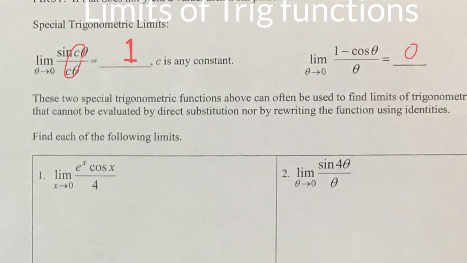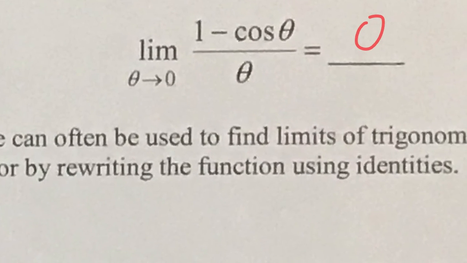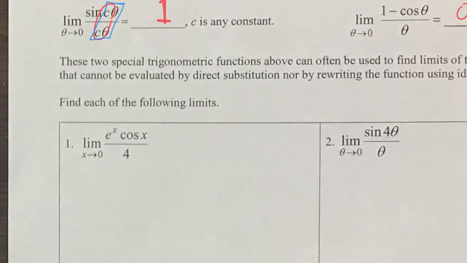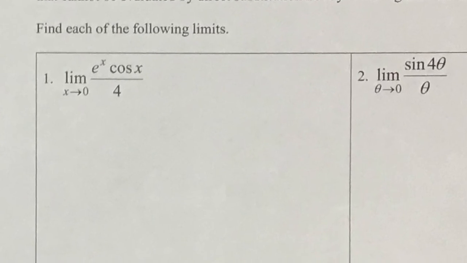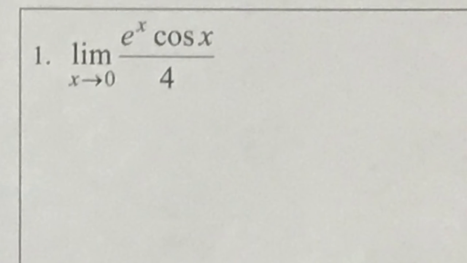The secant of some number times theta over that same thing: these things are the exact same, so that equals 1. Or if we can make 1 minus cosine over theta, that will equal 0. These are special trig limits. So let's see if we can do that with number 1. No, actually, we don't need to. This one is just fine to use direct substitution. There's a 4 on the bottom, which is a number, so it's never going to be undefined. So let's just plug 0 into both of these things and see what we get.